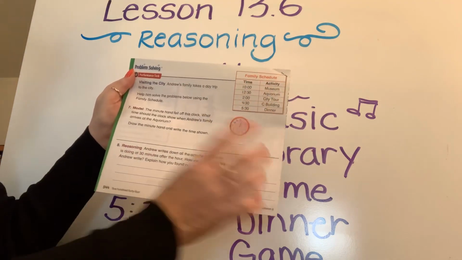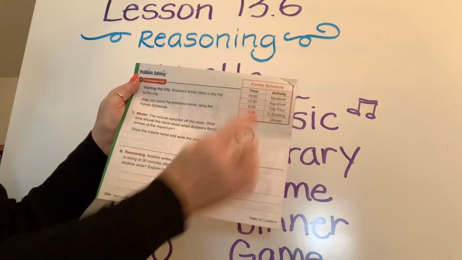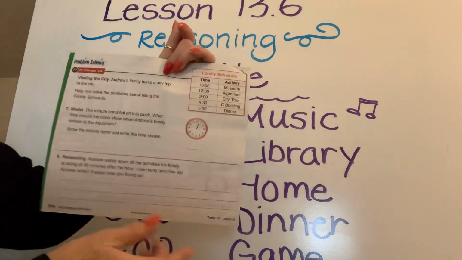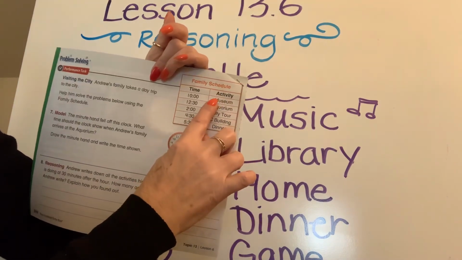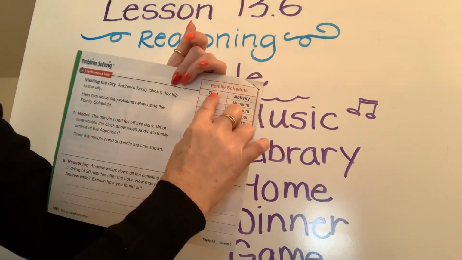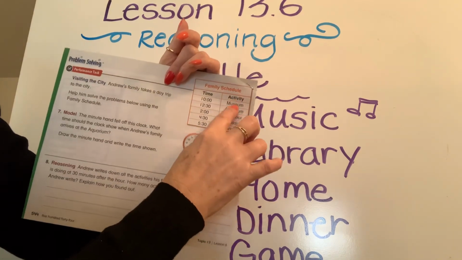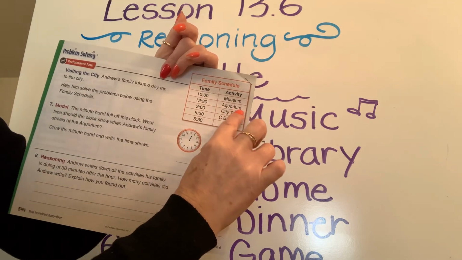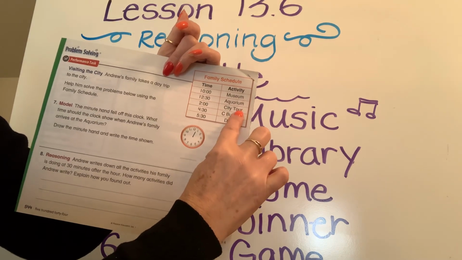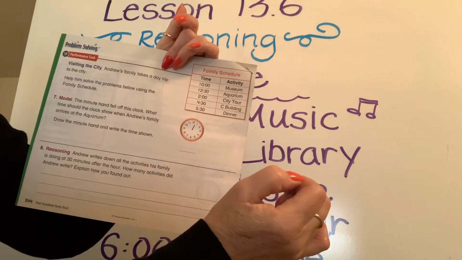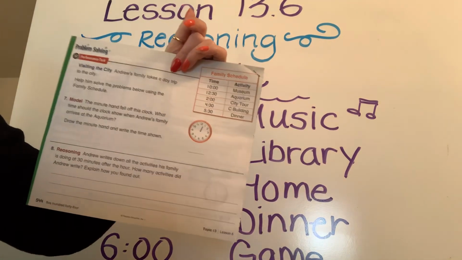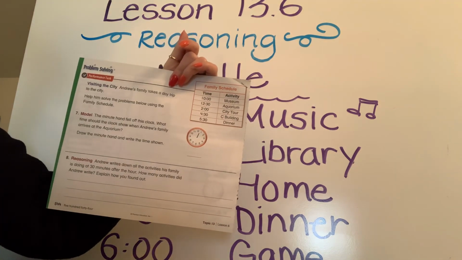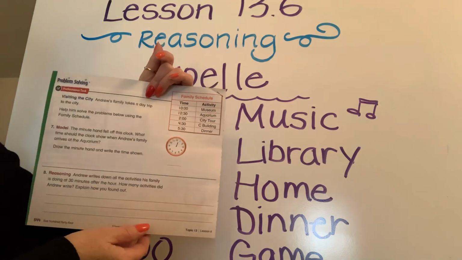There's the schedule, and you're going to answer the questions according to the family schedule, okay? If you need help with some of these words, I'm going to read them right now so you don't have to bother Mom. Okay, this is the time side, and this is the activity. Museum, aquarium, city tour, sea building, dinner. Okay, those are all the activities that family is going to do on their schedule, okay? All right, try to answer those questions.